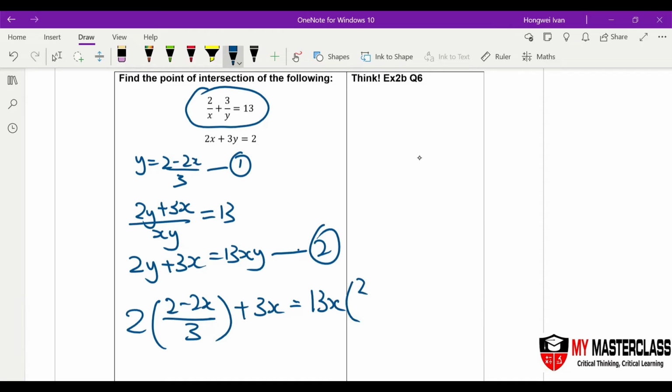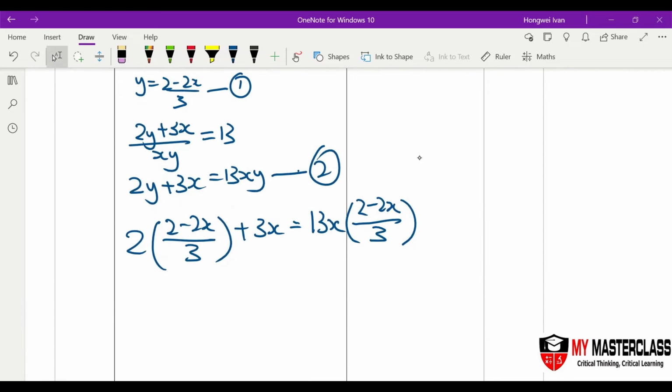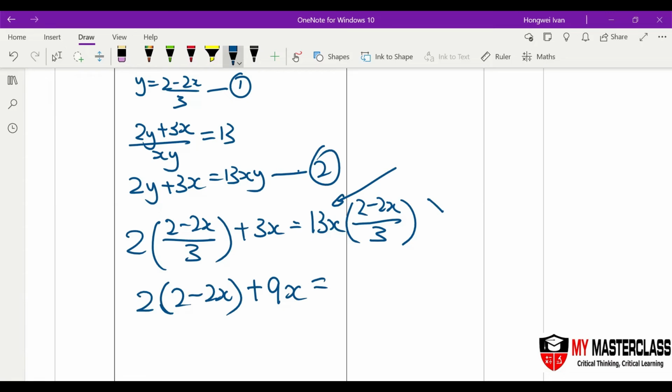What is y? 2 minus 2x/3. At this point of time, what should you do? Janessa, what should you do? Times 3 for everything. Very good. Be careful, the 2 only goes to the numerator. So if I times 3 to everything, I'm left with just 2 like that, plus 9x. The 3 will not go to the denominator, because when you times 3 to it, the 3 and the 3 cancel. You all must understand that.